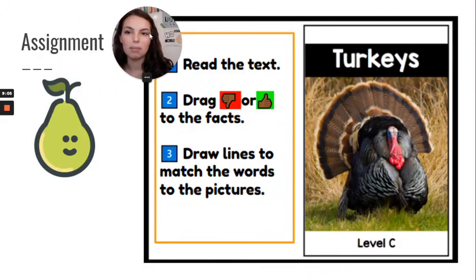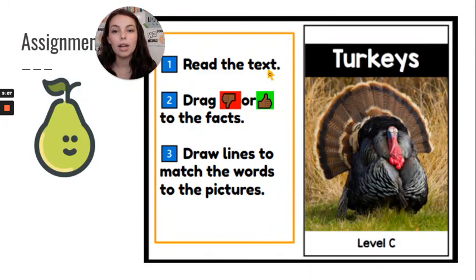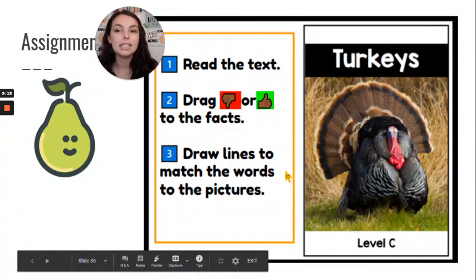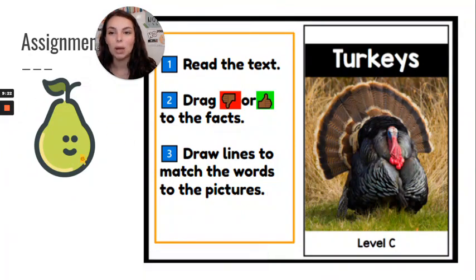So this is your assignment. You're doing the same thing, reading the text, dragging the thumbs down or thumbs up to the facts, and then at the end draw lines to match the words to the pictures. And your story is going to be about turkeys since it's almost Thanksgiving. And this assignment is going to be on Pear Deck.